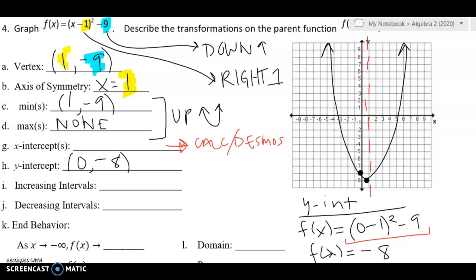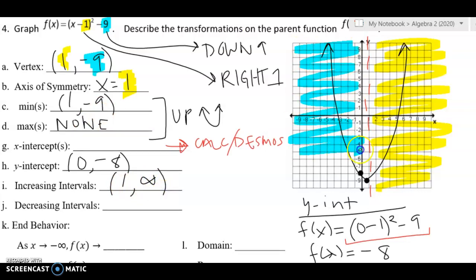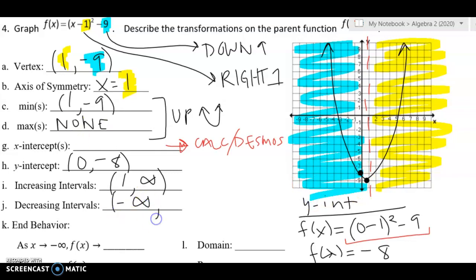My parabola is increasing, going up on this yellow portion. It is increasing from that line of symmetry at 1 until positive infinity. And it is decreasing on this blue part, which is from negative infinity until that line, which is at 1.